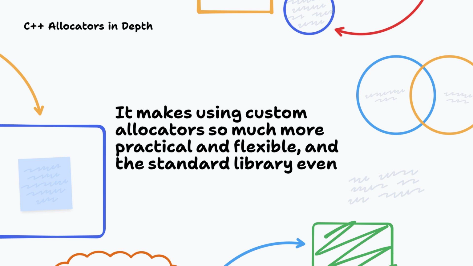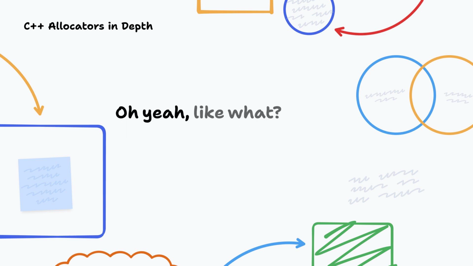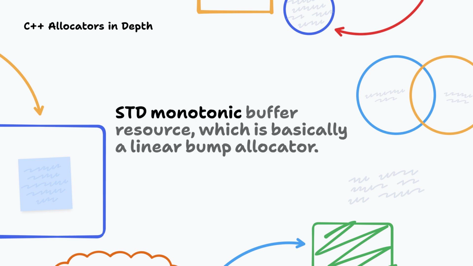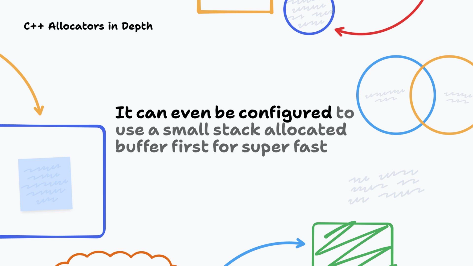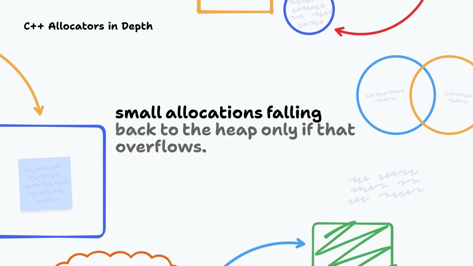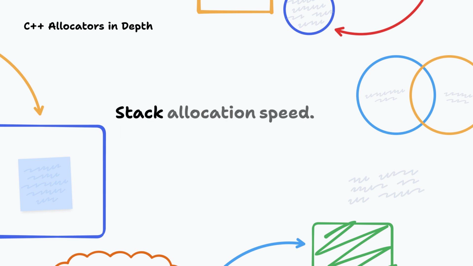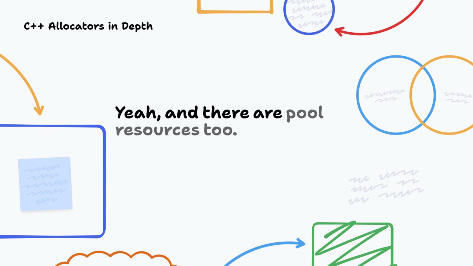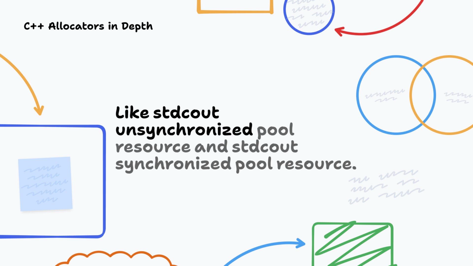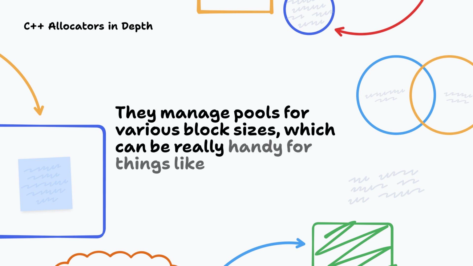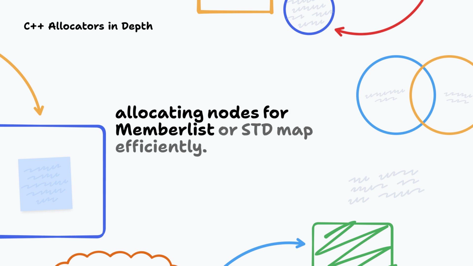And the standard library even gives you some ready-made resources out of the box. Oh yeah? Like what? There's std::pmr::monotonic_buffer_resource, which is basically a linear bump allocator. It can even be configured to use a small stack-allocated buffer first for super fast small allocations, falling back to the heap only if that overflows. Wow, stack allocation speed. That's neat. Yeah. And there are pool resources too, like std::pmr::unsynchronized_pool_resource and std::pmr::synchronized_pool_resource. They manage pools for various block sizes, which can be really handy for things like allocating nodes for std::pmr::list or std::pmr::map efficiently.